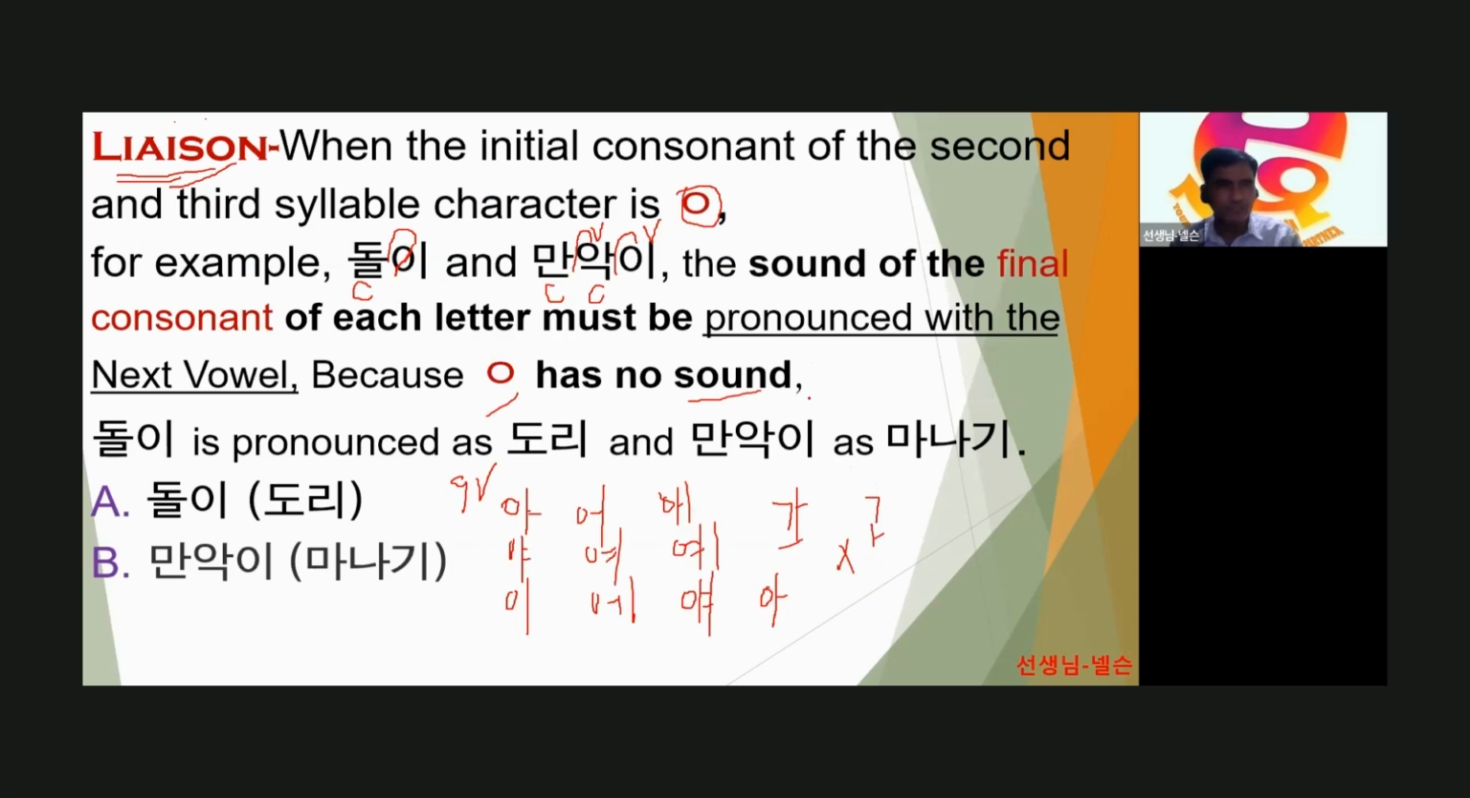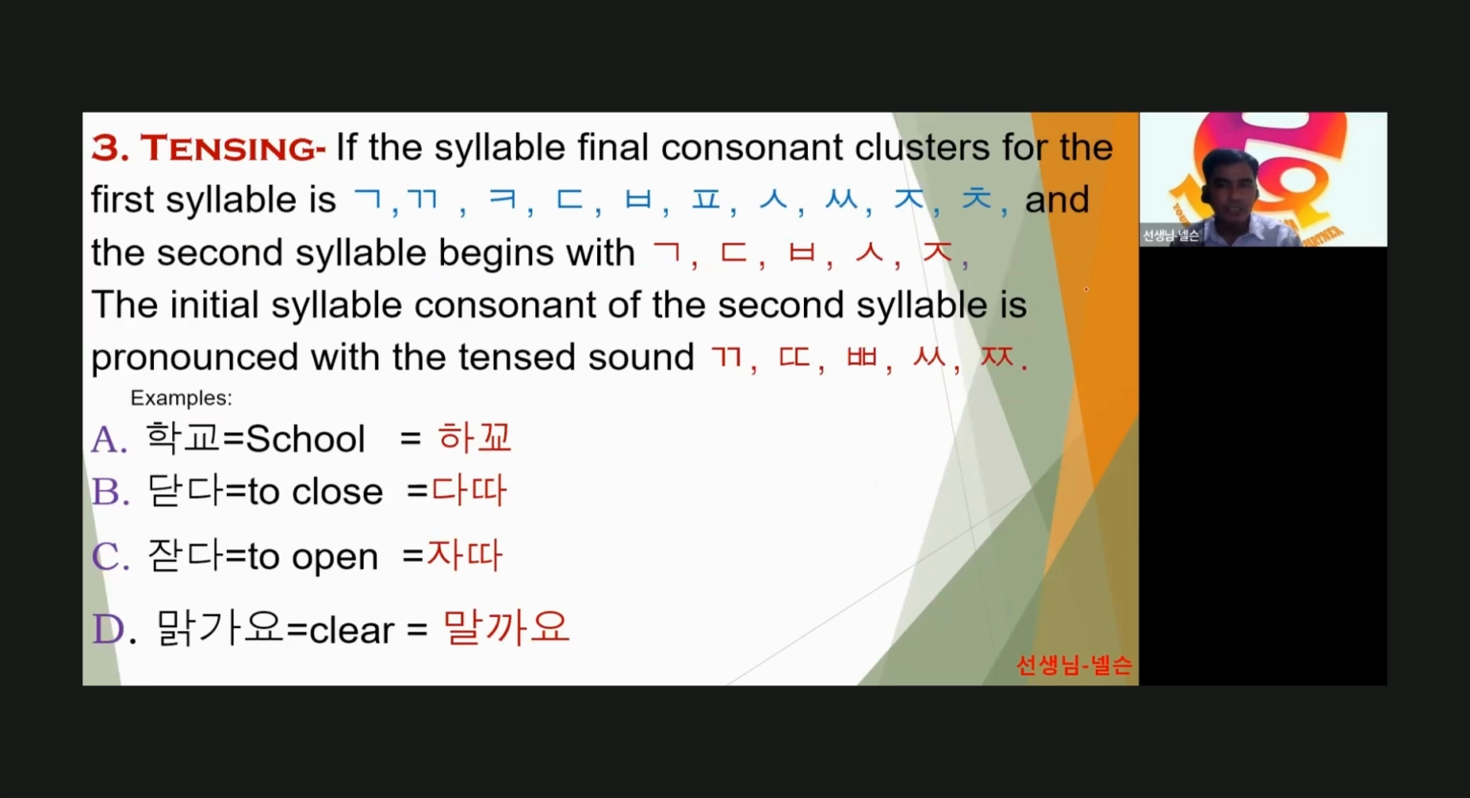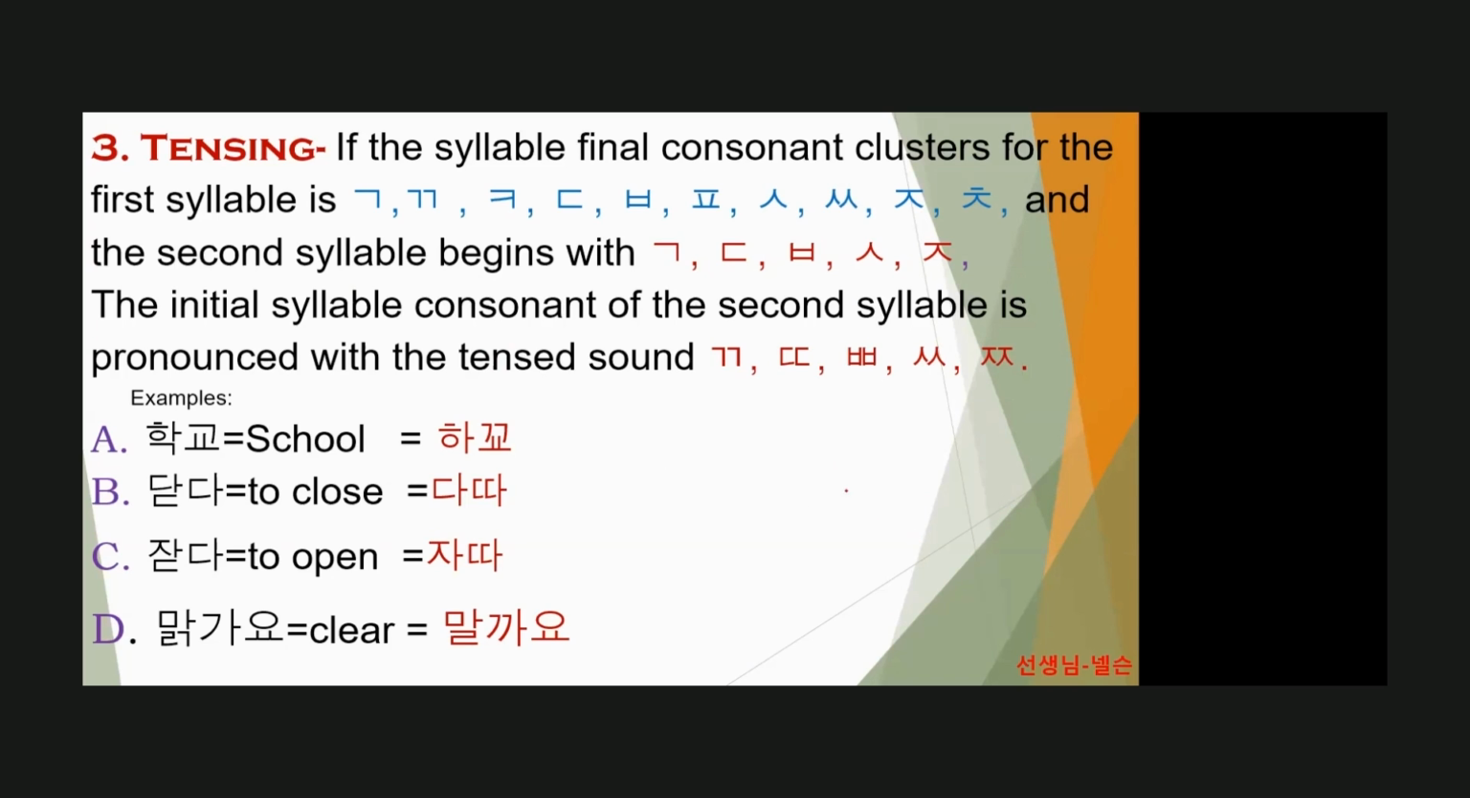Okay, so number 3 is tensing. With tensing, you don't need to memorize them, just like liaison. So please read this. Miss Josephine is here. Miss Josephine, hello, can you hear me?